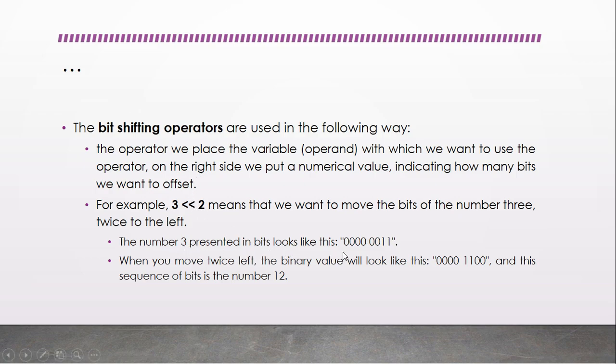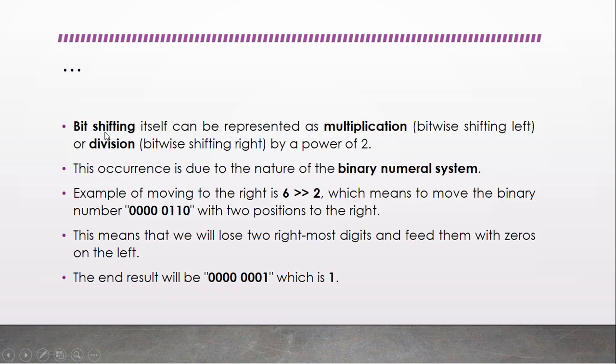So 3 is represented by this binary value. If you move 2 bits to the left, it becomes 0 0 0 0 1 1 0 0, which is 12. Bit shifting itself can be represented as multiplication or division by a power of 2. This is another example.